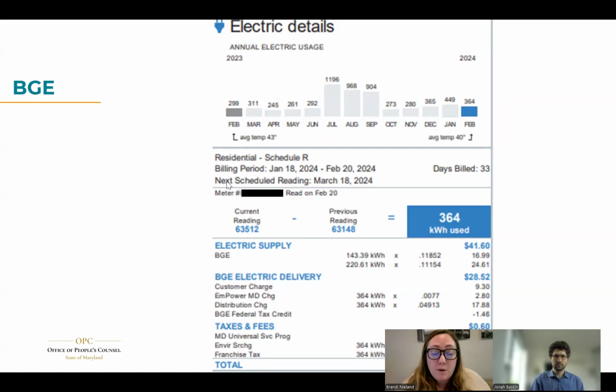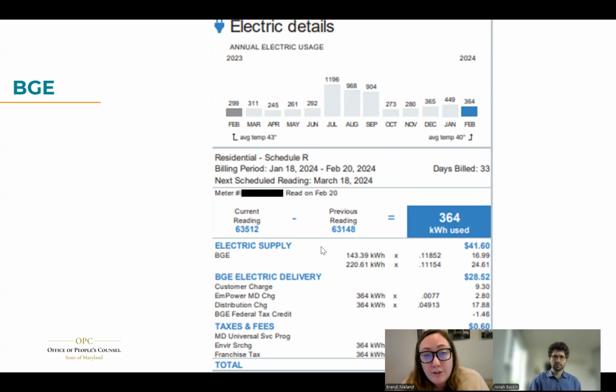Next is when you can expect the next scheduled reading. So this is when your bill is going to close. Then you have your meter number. Now, this meter number is specific to you, and it's also going to include the date that it was read. This is typically done remotely, especially in the BGE territory through smart meters. I think that's what most of us have.